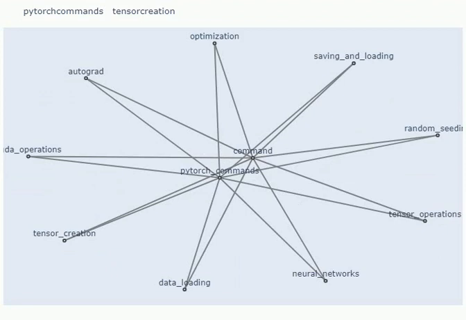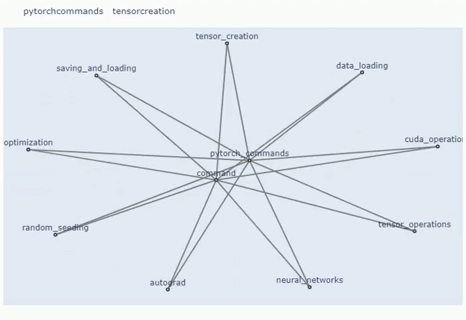Saving and loading. Command: torch.save(obj, f). Description: saves an object to a disk file. Command: torch.load(f). Description: loads an object saved with torch.save from a file. Command: model.load_state_dict. Description: loads a model's parameter dictionary. Command: model.state_dict(). Description: returns a dictionary containing the whole state of the module.